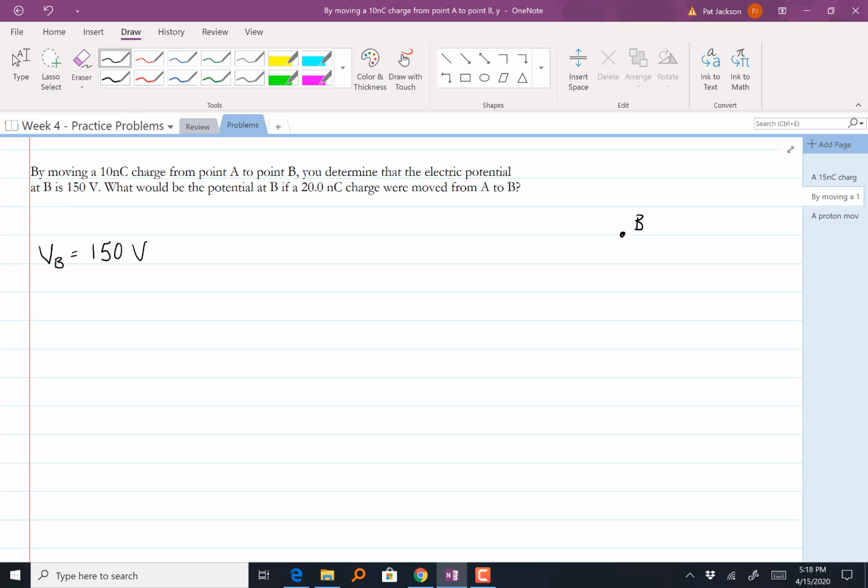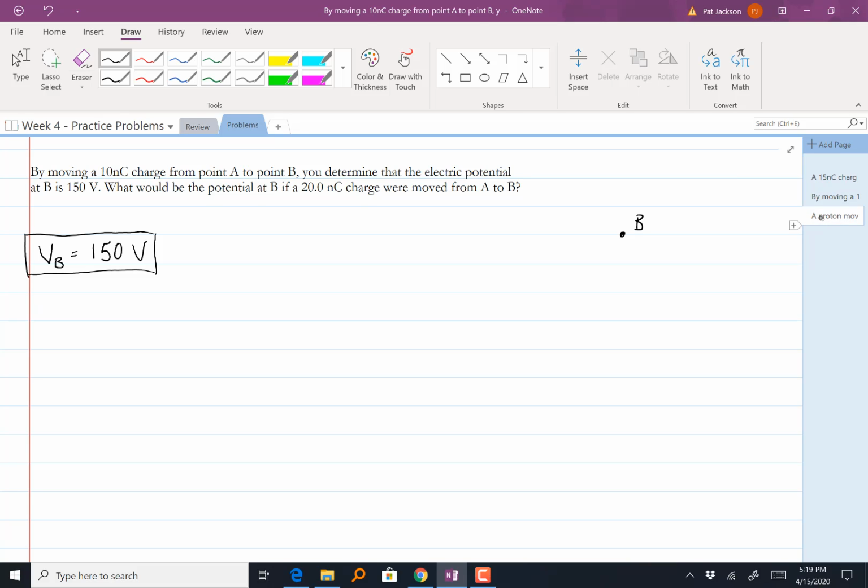So by changing the charge from a 10 nanocoulomb to a 20 nanocoulomb charge, I'm going to double the amount of electric potential energy that that charge has, but the potential will be unchanged. The voltage at that point will be unchanged. So for my answer, the voltage at B is still going to be 150 volts. It doesn't matter what charge I put there, that's still going to be the value for the voltage unless I start manipulating the charges that are creating the voltage in the first place.